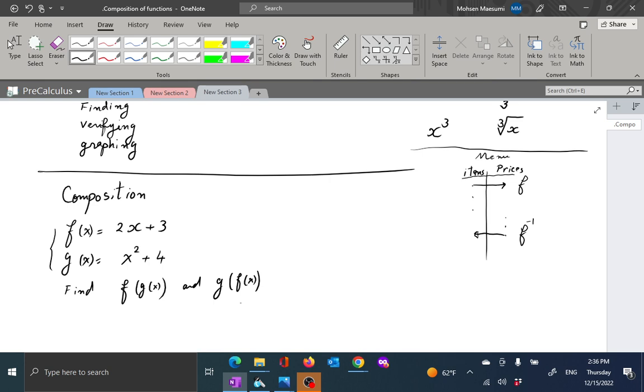So g, this interior function, is like the first worker. For him the raw material is x, it produces something and gives the result to f, and then f is the second worker, and then he operates on the output of the first one. This one, g starts working on x and then f works as the second entry.